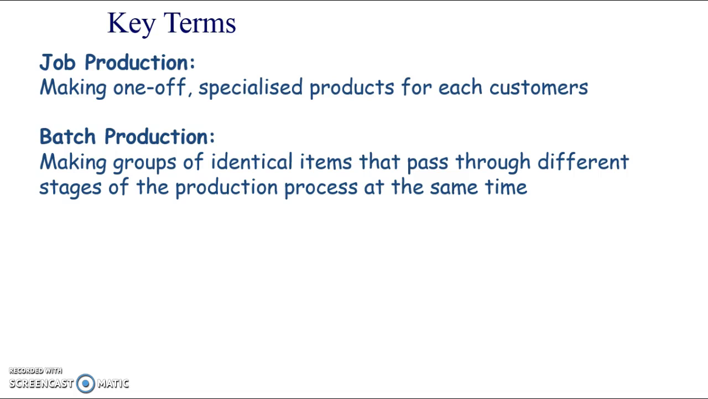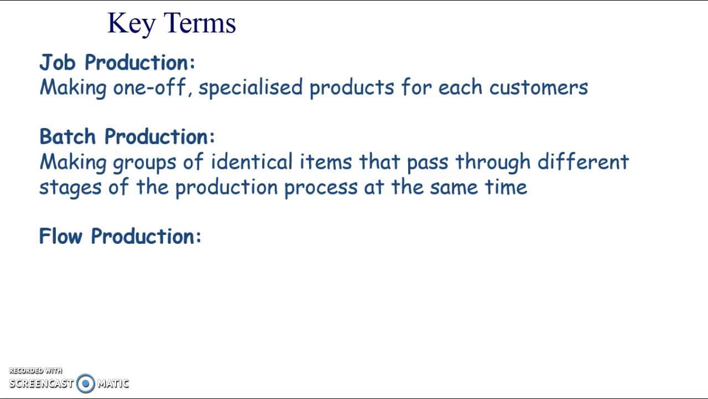So job production is making a one-off specialised product for each customer. So it's very much tailored towards the customer's needs. Batch production is making groups or batches of identical items, and they pass through different stages of the production process at the same time. So you might have a bakery that makes different types of bread, but they don't just make one loaf, they make batches or groups of loaves.